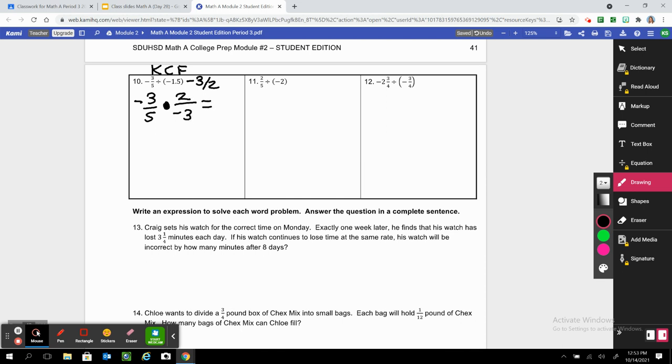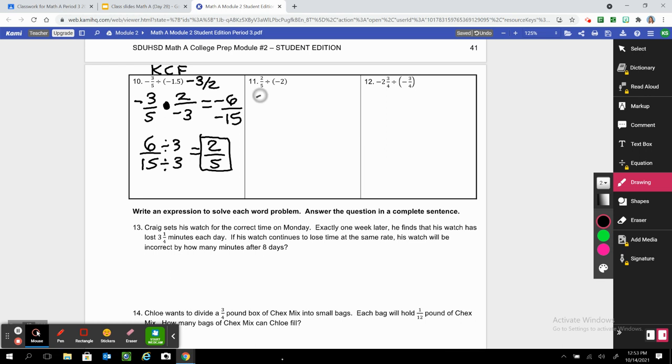So I have negative 3 times 2, which is negative 6, and then 5 times negative 3 is negative 15. Two negatives equal a positive, so this becomes positive 6/15. And then if I divide top and bottom by 3, I will get 2/5 as my final answer.